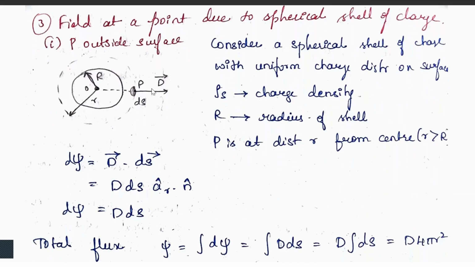It will be the charge density, R will be the radius of the shell, and P will be at a distance small r from the center, so that small r is greater than capital R. d psi is equal to D vector dot dS vector, so D into dS into a_r cap dot n cap. Here the dot product is 1. So d phi is D into dS.